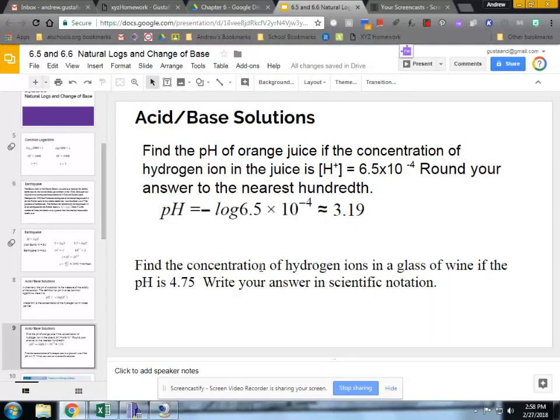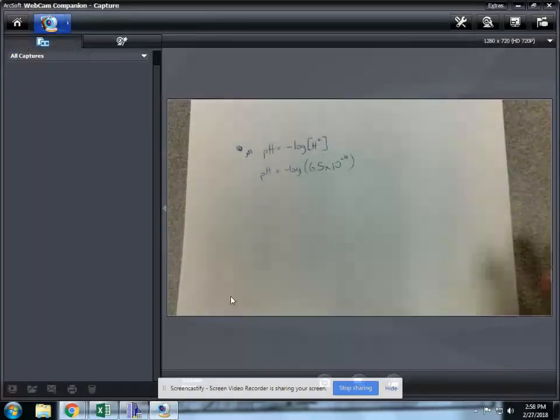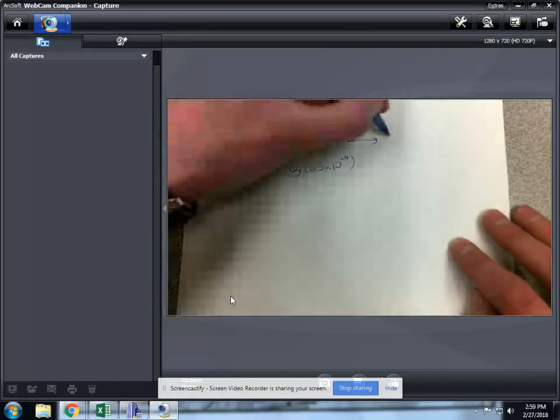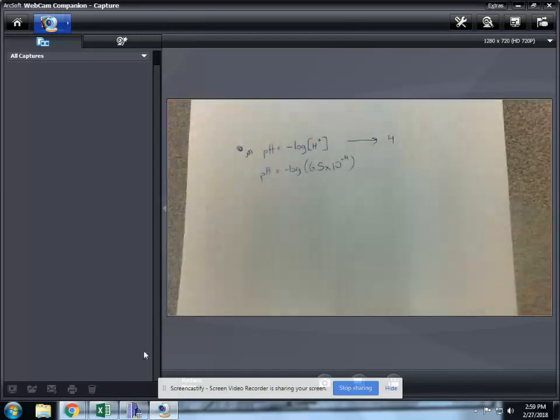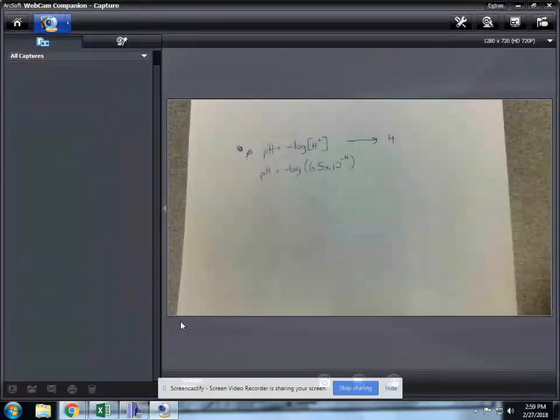Find the concentration, so this is going the other way. Find the concentration of hydrogen ions in a glass of wine if the pH is 4.75. I'm going to write our answer in scientific notation. So 4.75 is the pH level. So now using that same formula, the pH level was, I forget things so quickly, 4.75, yes, 4.75.